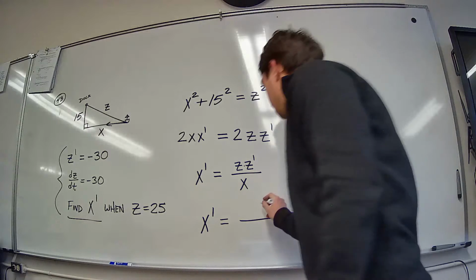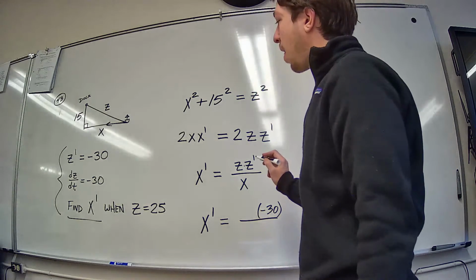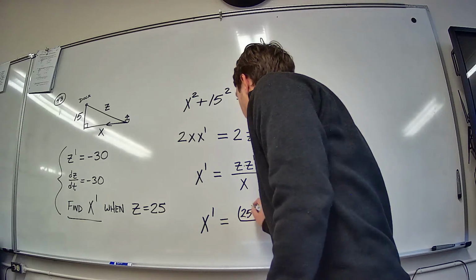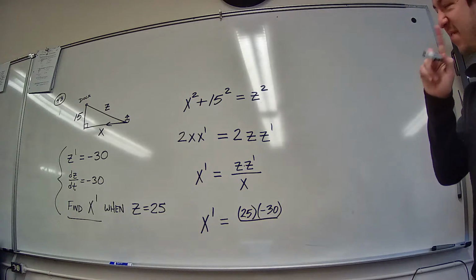You know z prime, right? Wait, is it z 25? Because we're trying to find the right. Oh, yeah. I was testing you, obviously. We know x, though. I guess maybe that's what I was thinking of.